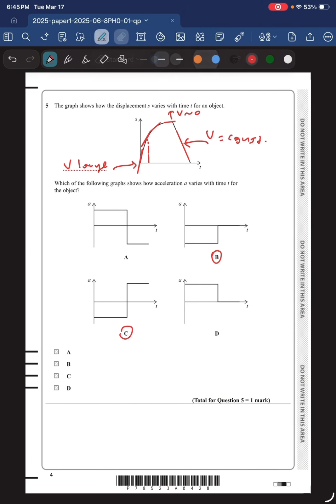which means, by the way, my handwriting is horrible, guys, I'm sorry. So constant. If the velocity is constant, the acceleration is 0, right? So the only possible answer is B. I hope this makes sense. If it doesn't, let me know in the comments.